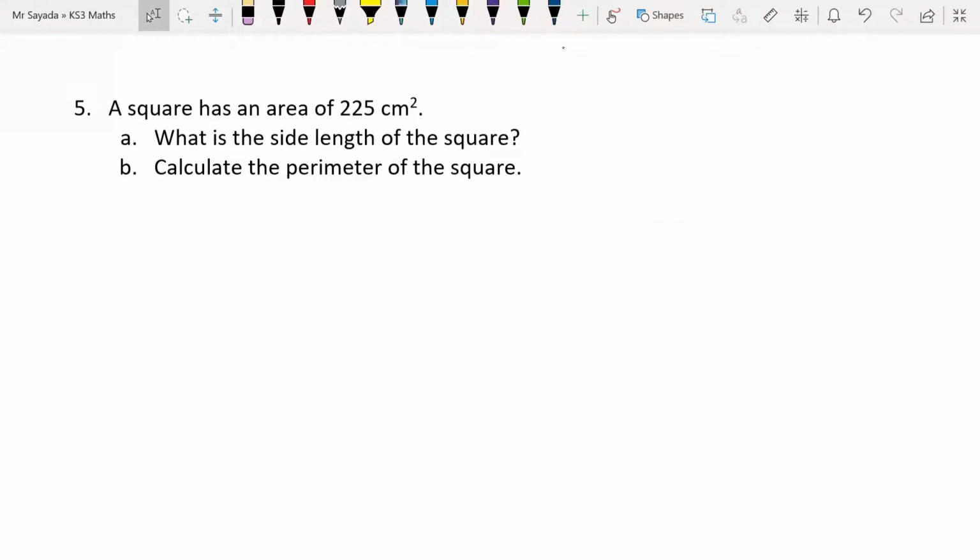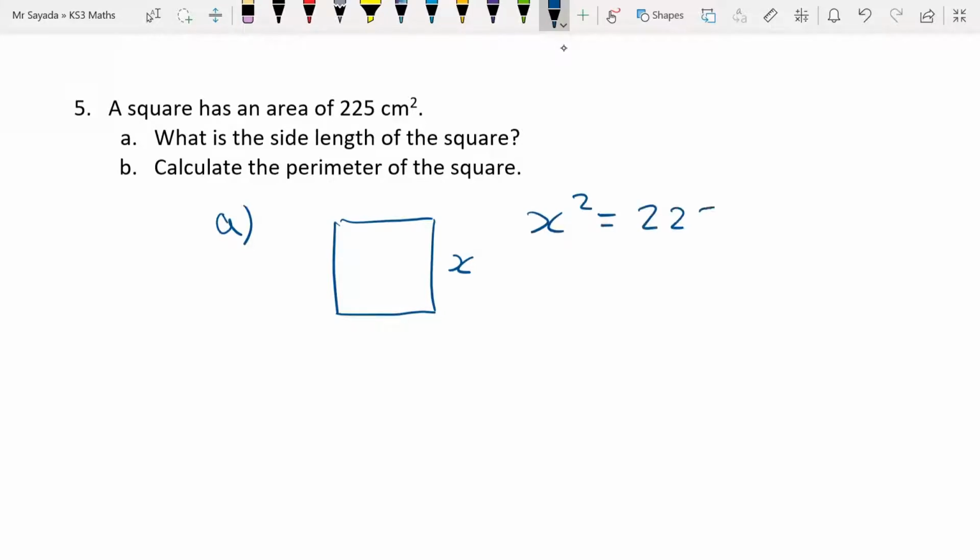Here's the next question. So the first thing you were asked to do was find the side length, then the perimeter. If you struggled with this, hopefully you'll now know how to do it. So pause the video to have another go and press play once you're ready. So for part A, we had to find the side length. So the idea is that the side length squared must be the area. So we have some square. We have a side length that we don't know. Let's call it x. And the area is 225. So that means x squared equals 225.